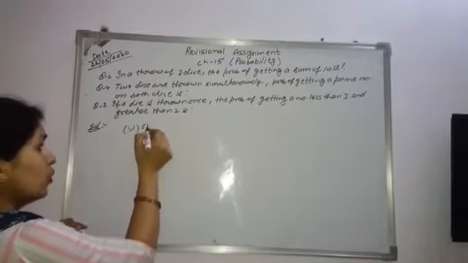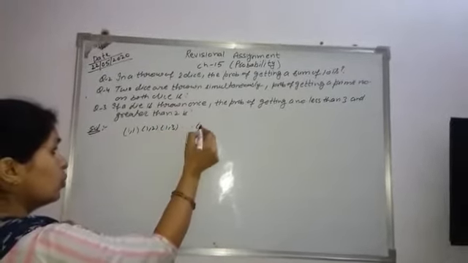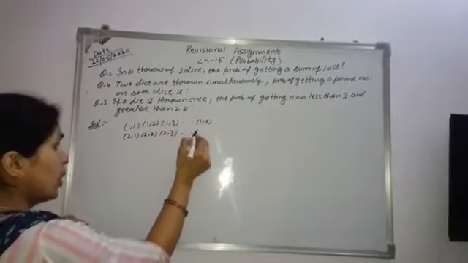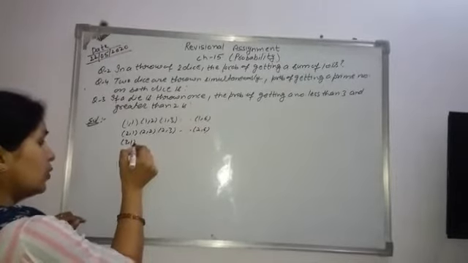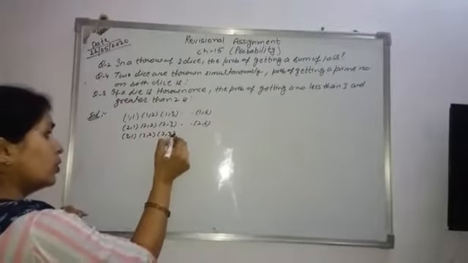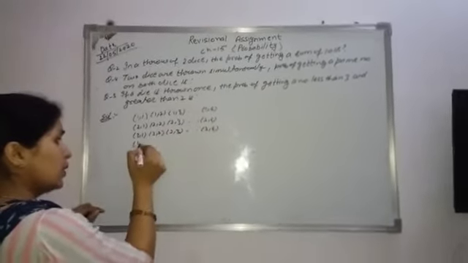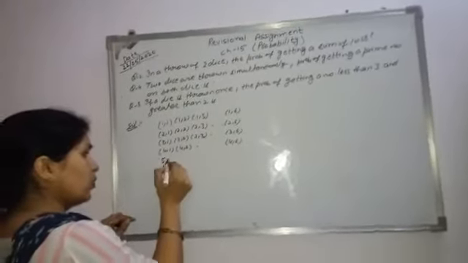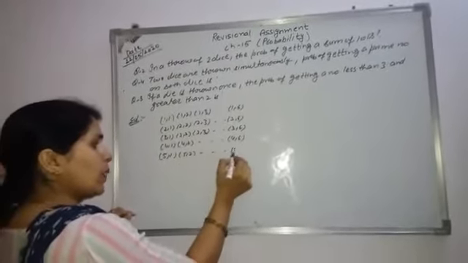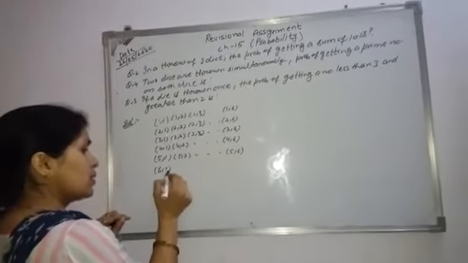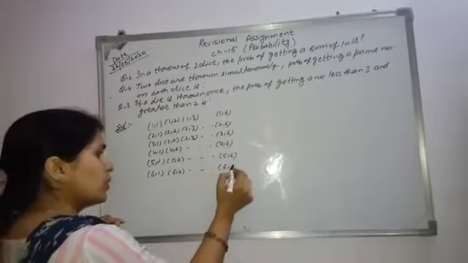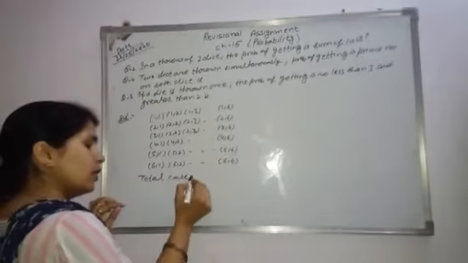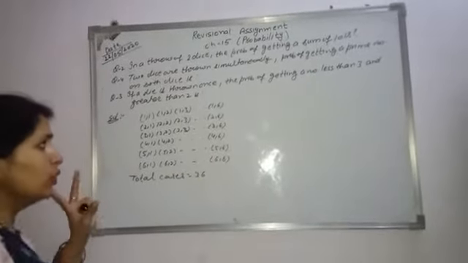I told you that 1 1, 1 2, 1 3 up to 1 6. Then 2 1, 2 2, 2 3 up to 2 6. Next one is 3 1, 3 2, 3 3 up to 3 6. Then 4 1, 4 2 up to 4 6. 5 1, 5 2 up to 5 6. Next 6 1, 6 2 up to 6 6. Now how many total cases do we have? Total cases equal 36 in case of two dice.